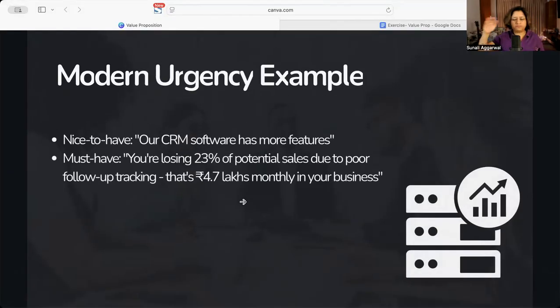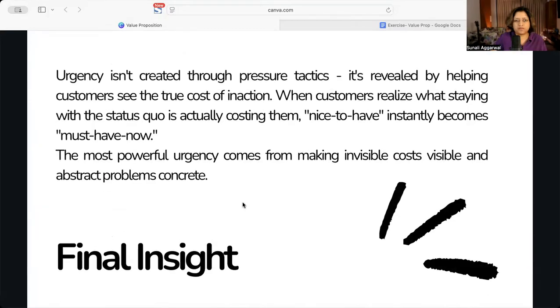Right. So then they kept adding more features which you could subscribe to, and they kept giving numbers. What they were working on was making the loss visible to you, the problem visible to you in numbers. So that became their unique value proposition. They moved from nice to have to must have.